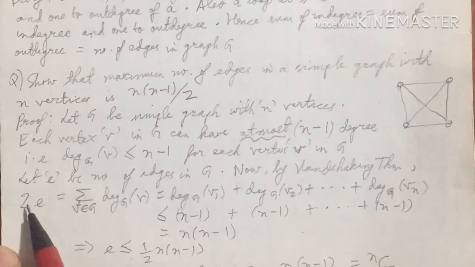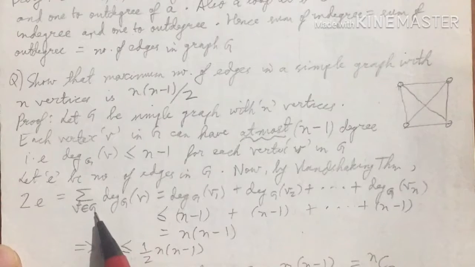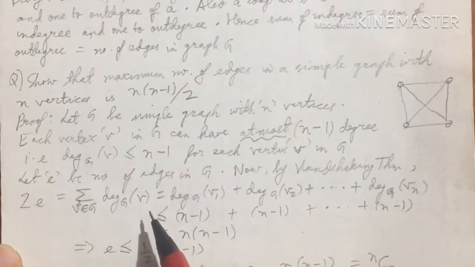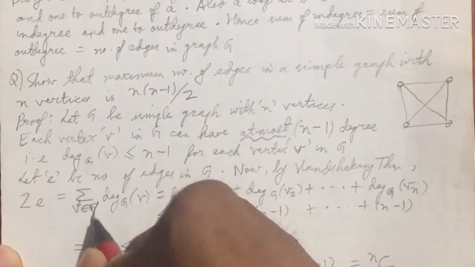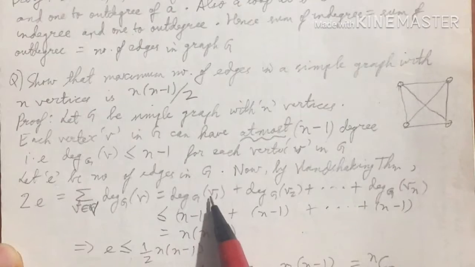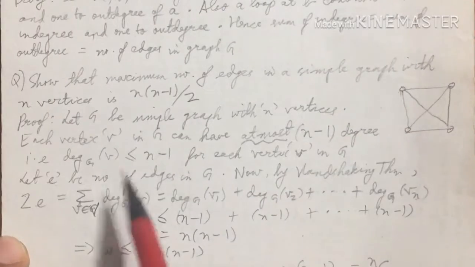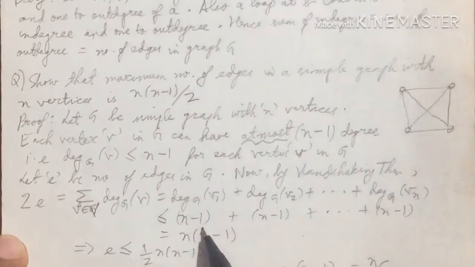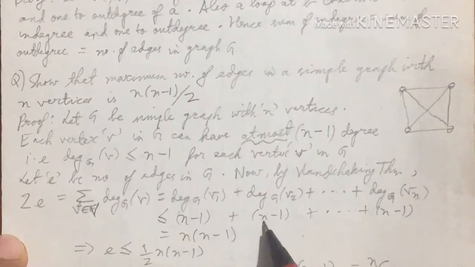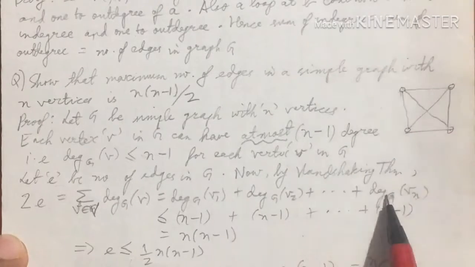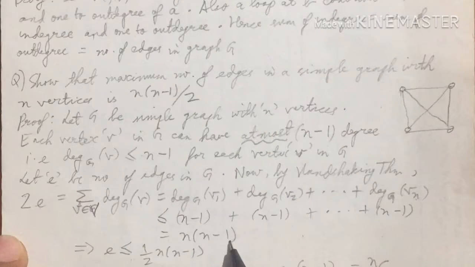Now by the handshaking theorem, 2E equals the sum of the degrees of the vertices in G, degree of V. Sorry, this is V. Which is equal to the degree of the first vertex plus the degree of the second vertex till the degree of the nth vertex. From here, each degree is less than or equal to n minus 1. So the sum is less than or equal to n minus 1 plus n minus 1, n times, as there are n vertices, which is equal to n into n minus 1. So this is 2E. So E will be less than or equal to half of n into n minus 1. Therefore, the maximum number of edges in G is n into n minus 1 by 2.